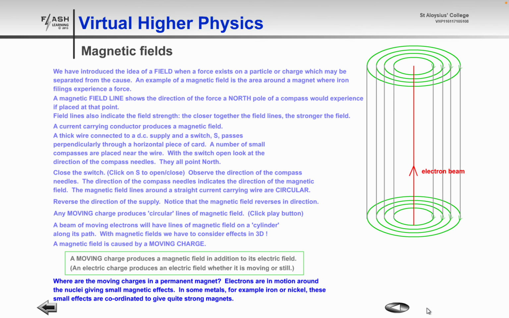So where are the moving charges in a permanent magnet? Well, basically, it's to do with the electrons in motion around a nucleus giving small magnetic effects. In most materials, that just all cancels out. But in some metals, for instance, iron and nickel, these small effects all coordinate together to give quite strong magnets.